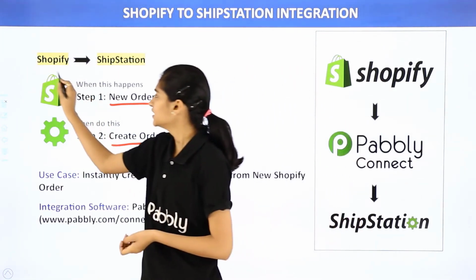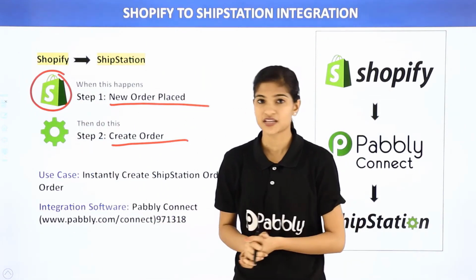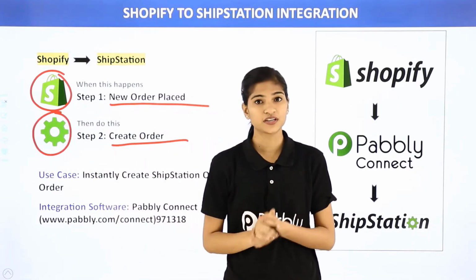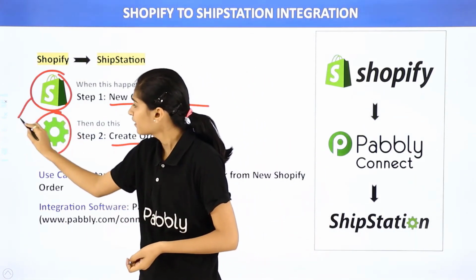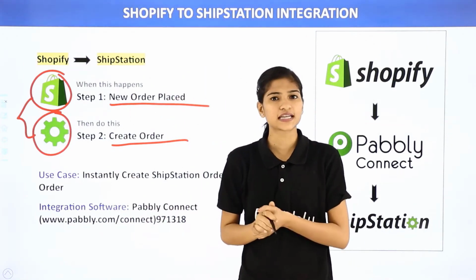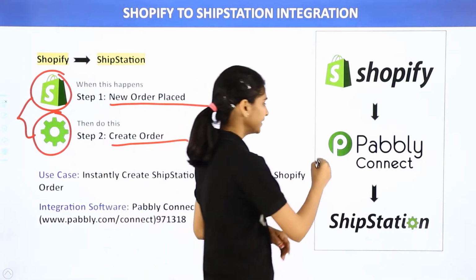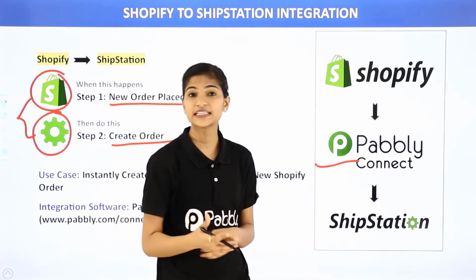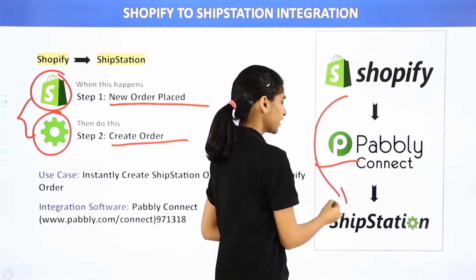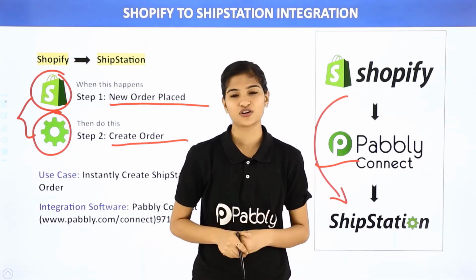So Shopify is an e-commerce platform where you can set up your online store and sell your products, whereas ShipStation is a shipping platform. So the issue here is that although Shopify and ShipStation have some native integration between them, this integration has certain limitations, and that is why we are going to use Pabbly Connect. So Pabbly Connect is an integration software with the help of which you can transfer data from Shopify to ShipStation. The best part here is you don't require any knowledge of coding.